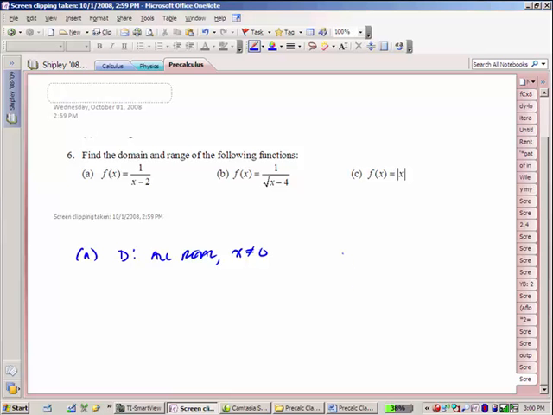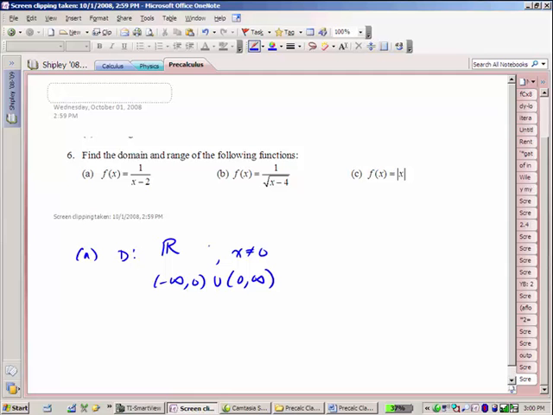For the symbol for all real numbers, is that fancy R? Yep, you could do that, sort of like a script R, or the double-struck R. You could also say negative infinity to 0, union with 0 to infinity. That says the same thing.